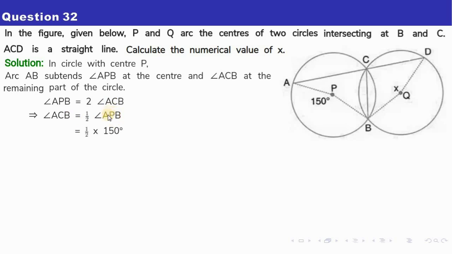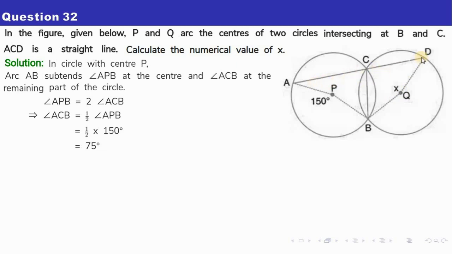Now we know what APB is. APB is given to be how much? It is 150. So instead of APB I have written 150, so this turns out to be 75. That means this angle is how much? 75 degrees. But we need to go to another circle because we need to calculate the value of x. So from here let us shift to this one.